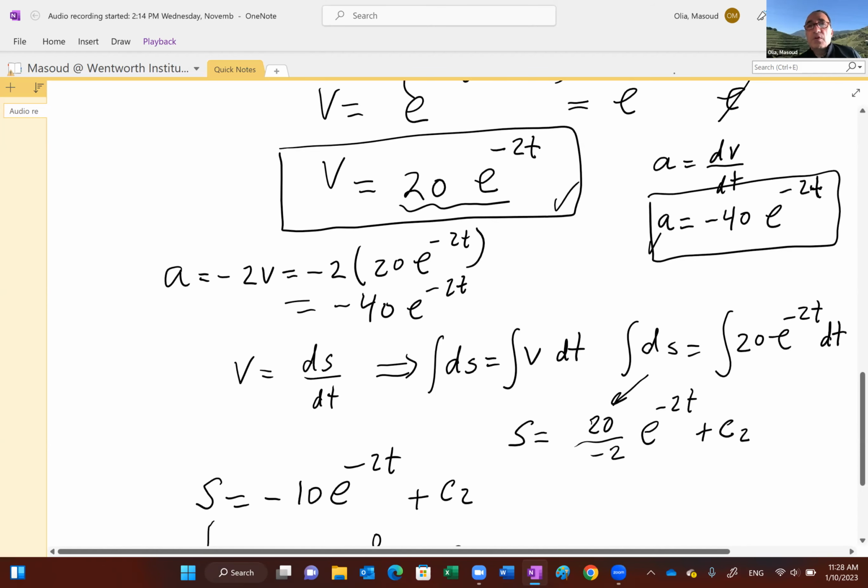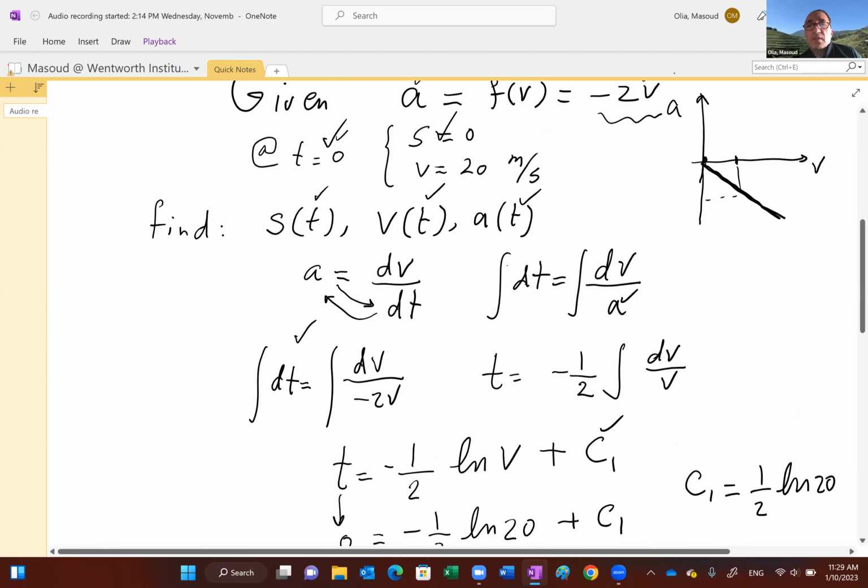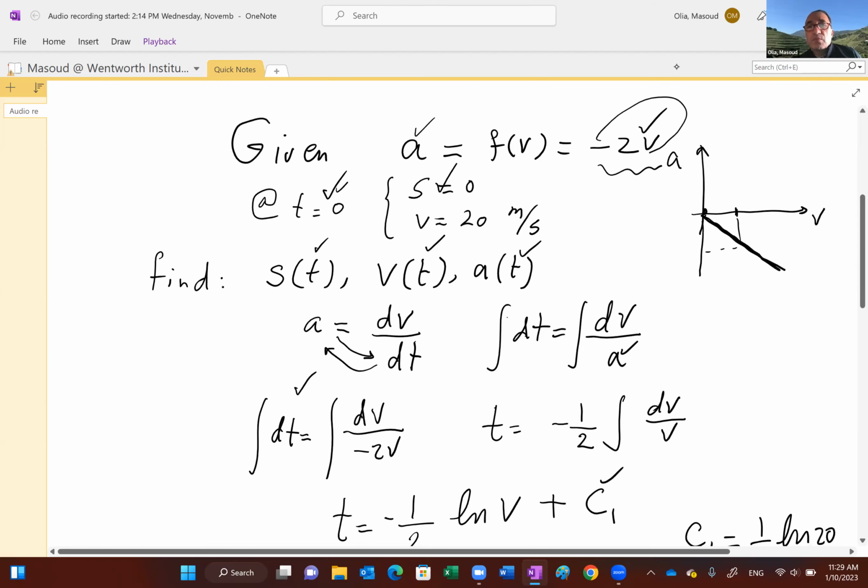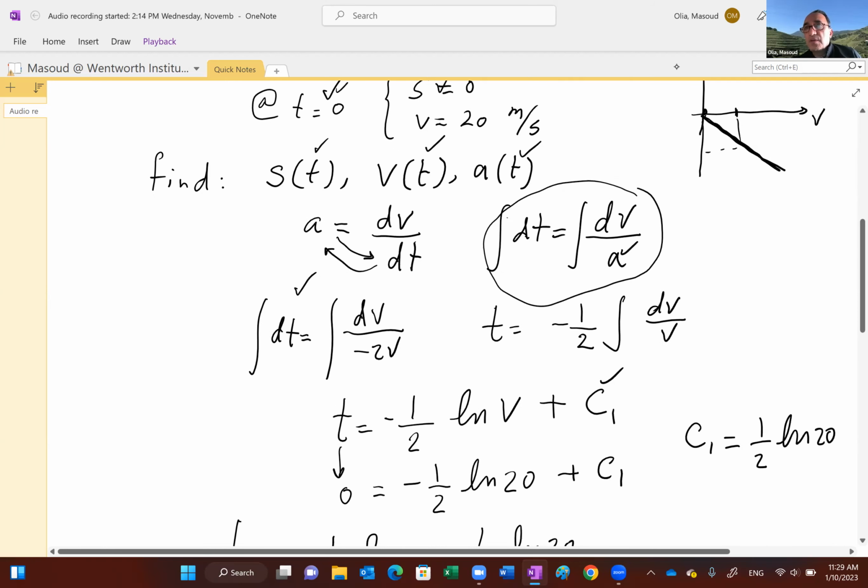Remember, the key was that our acceleration was a function of velocity, not a function of time. So we had to go through this rearrangement of the definition of acceleration, and then just do integration and manipulate the equation.